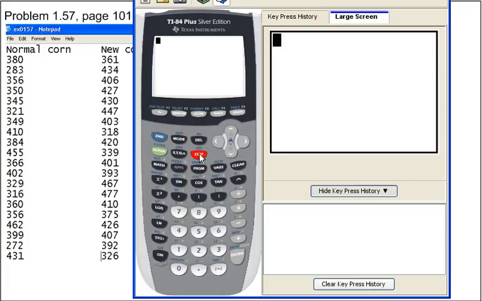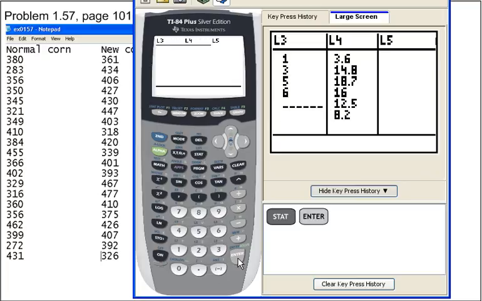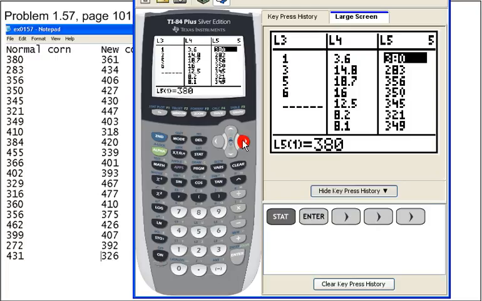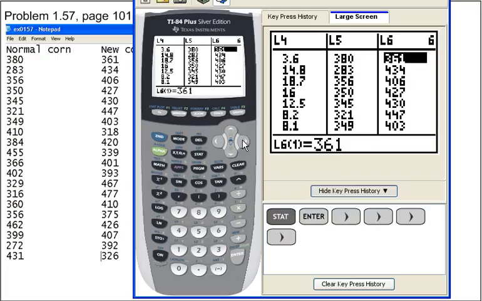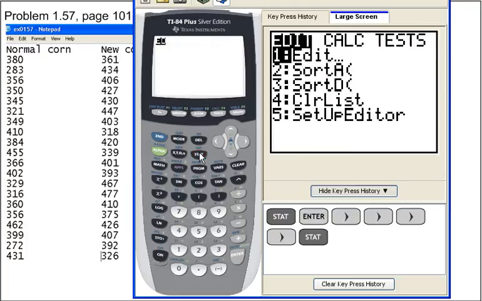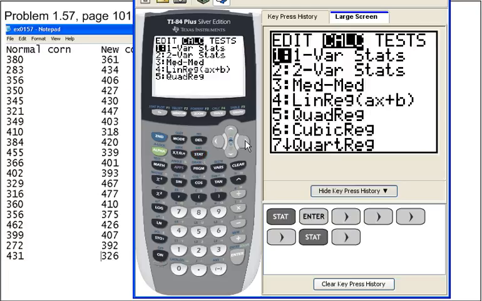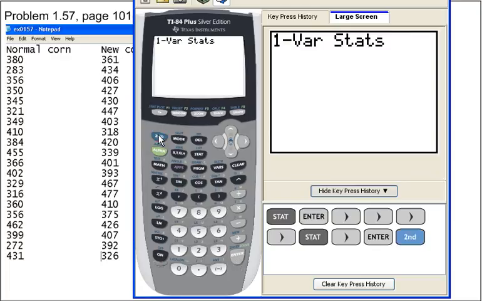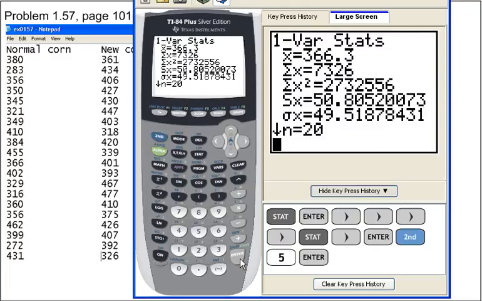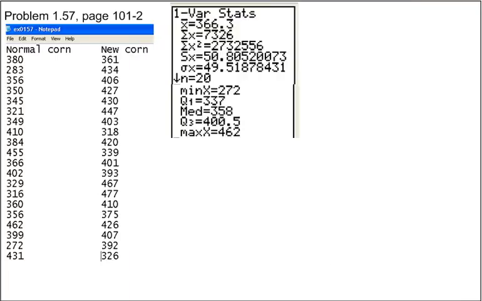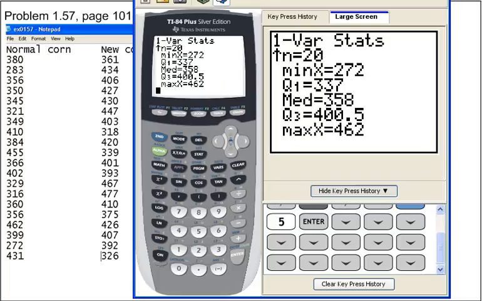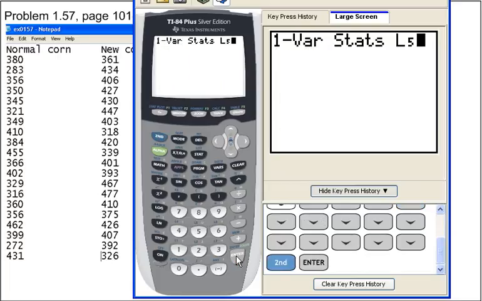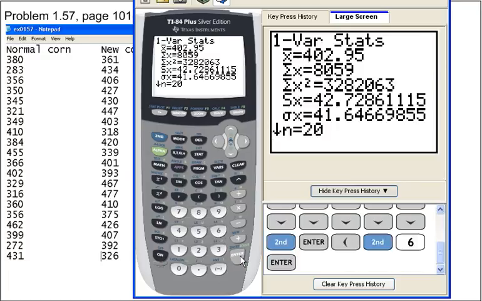Now, you should already know how to get into the lists. If I hit Stat, Edit, I'm in. I have already loaded the data in lists 5 and 6. So you can see 380, 361 in lists 5 and 6. They want 5-number summaries, so I should be able to do that. Stat, calc, one variable stats for L5. Boom. And I'm going to cut and paste these in. That's for my normal corn list, and now I'm going to do the same thing for L6. And I'm going to cut and paste these in.